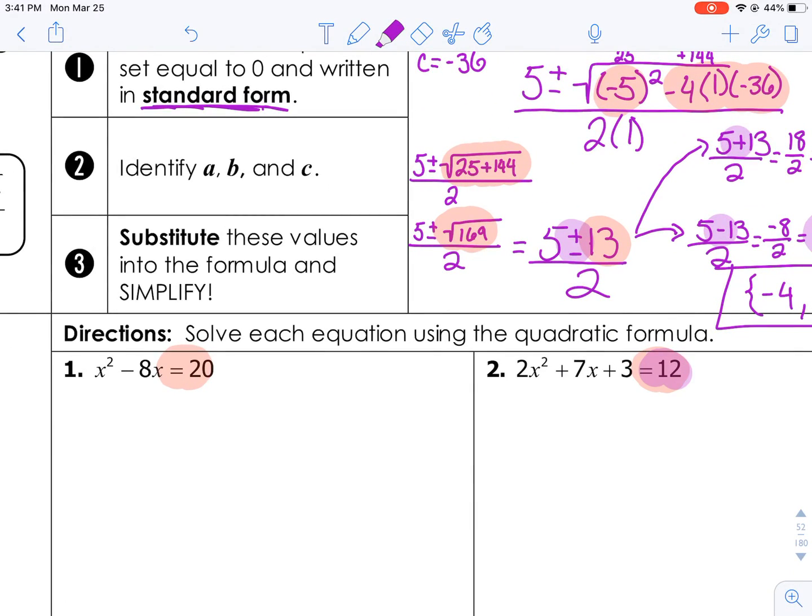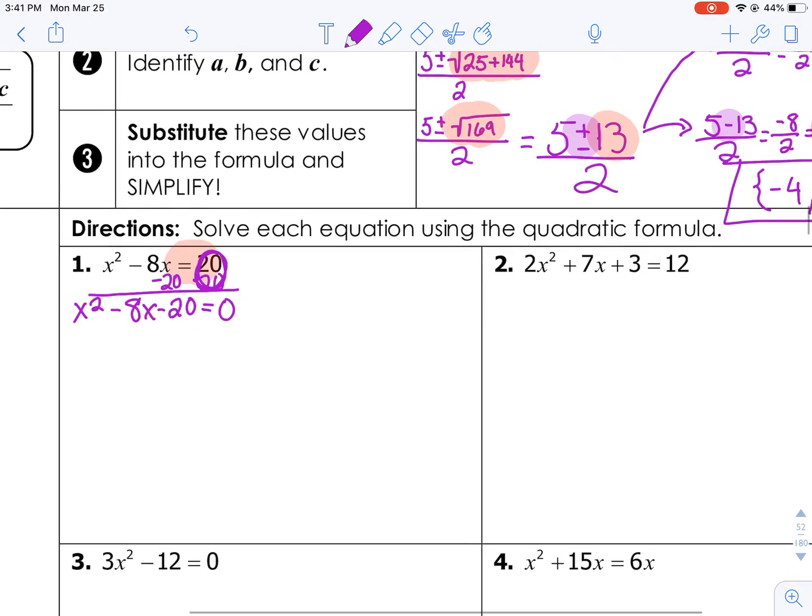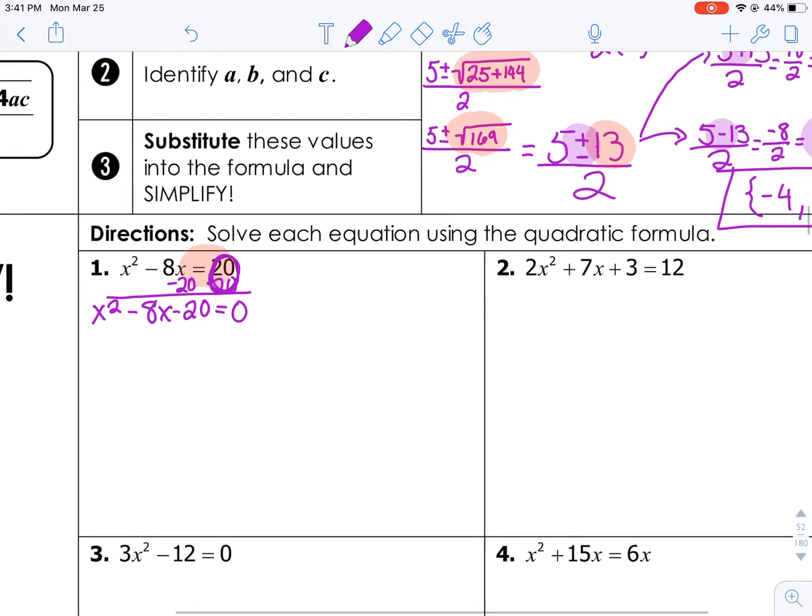So it's a big red flag to me that when I'm looking at this, I don't see an equal to 0. So I've got to fix that. I need to move that 20 to the other side by subtracting 20. X squared minus 8x minus 20 is equal to 0. So I can look and see that my A is 1, my B is negative 8, my C is negative 20.